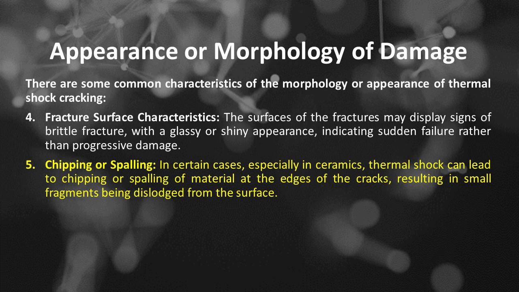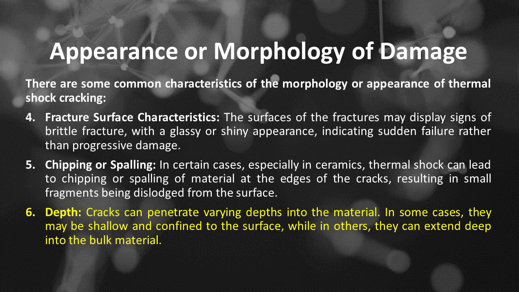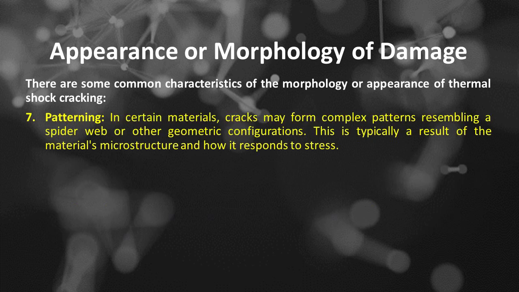Number 5 is chipping or spalling. In certain cases, especially in ceramics, thermal shock can lead to chipping or spalling of material at the edges of the cracks, resulting in small fragments being dislodged from the surface. Number 6 is depth. Cracks can penetrate varying depths into the material. In some cases, they may be shallow and confined to the surface, while in others, they can extend deep into the bulk material.